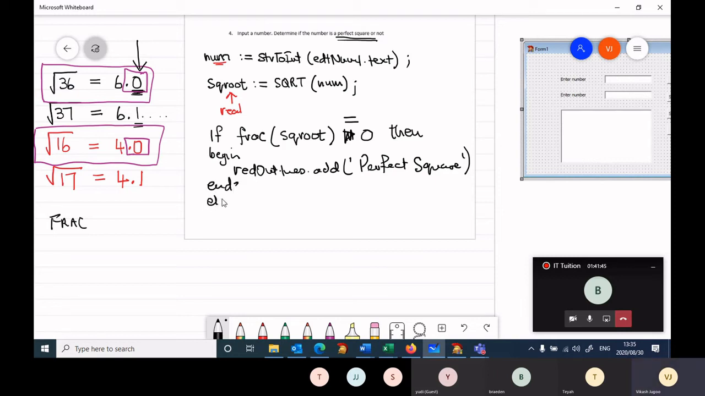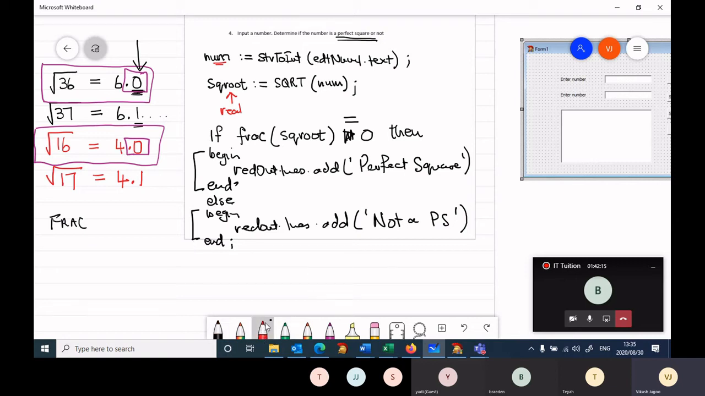And then I'm going to go else begin read out dot lines dot add, and I'm going to say not PS, perfect square. I'm just going to abbreviate it, but please don't do that. And I'm going to go end. So there's my begin and end, begin and end.